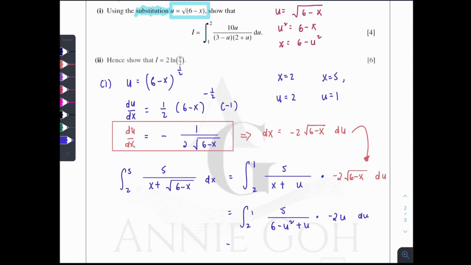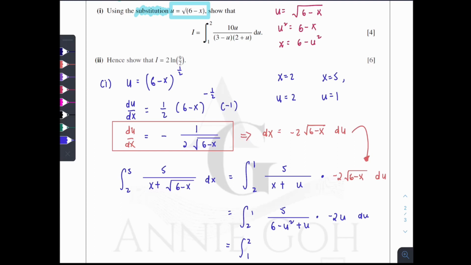Alright, so now everything is in terms of u, which is what the question wants, but you have to arrange it into the form that is requested. Notice that they have no negative sign here, and the limits here are different from ours, because there is a rule that when you apply the negative to the limits, these two limits can interchange. It becomes 1 to 2, and the negative disappears.